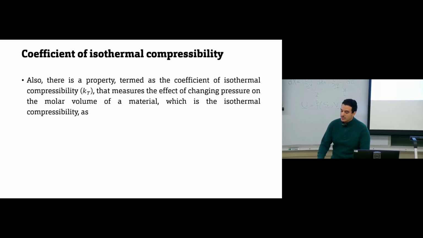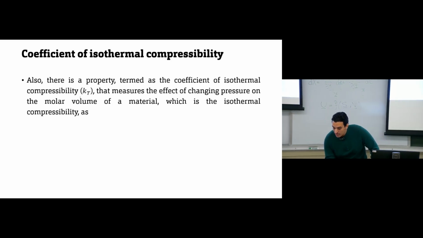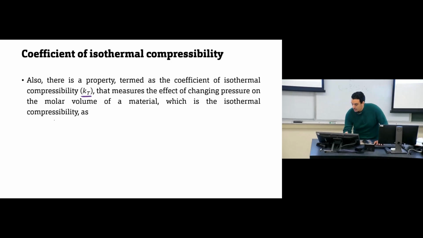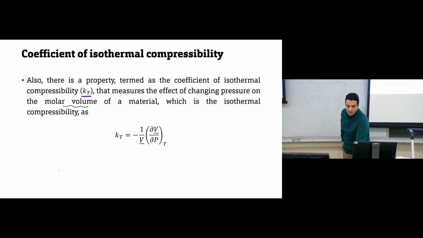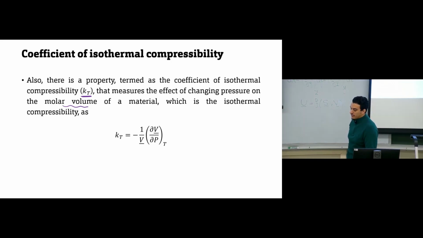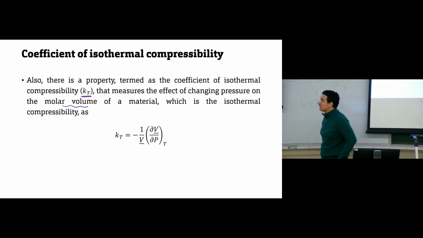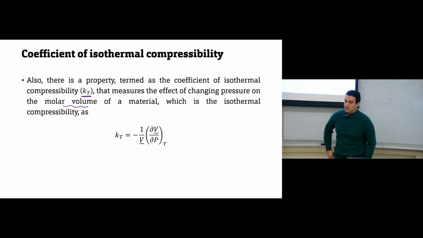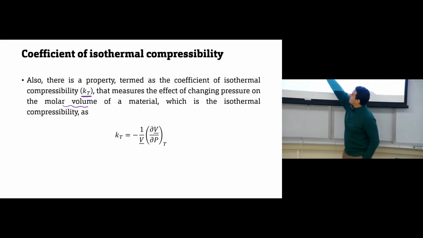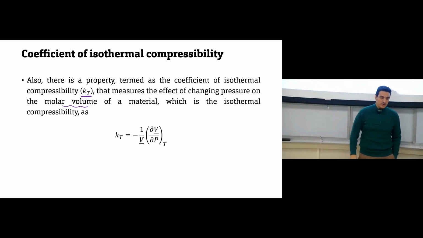Second thing, we have something called the coefficient of isothermal compressibility. This tells you how changing the pressure affects the molar volume. Okay. And again, it has an equation: the coefficient of isothermal compressibility is minus 1 over V times dV/dP at constant temperature. So again, this group can be replaced with the coefficient of isothermal compressibility.